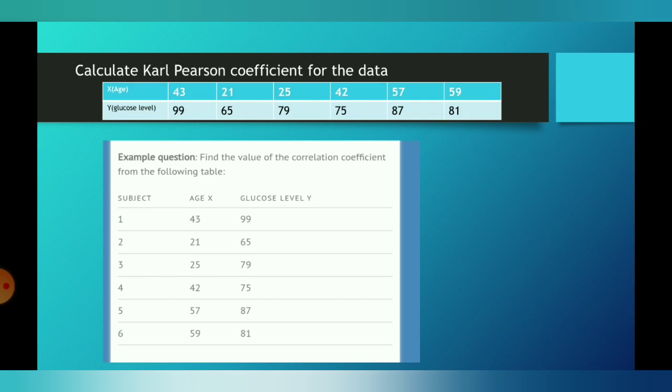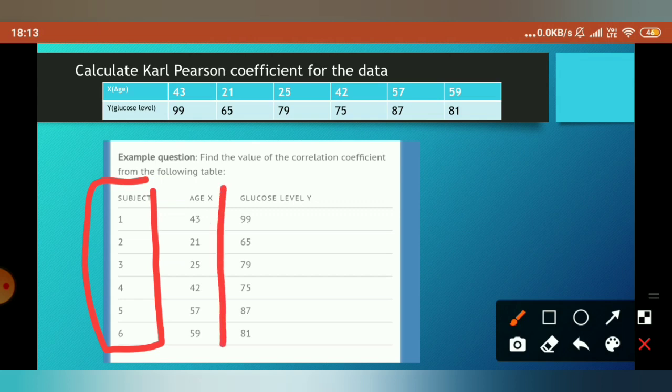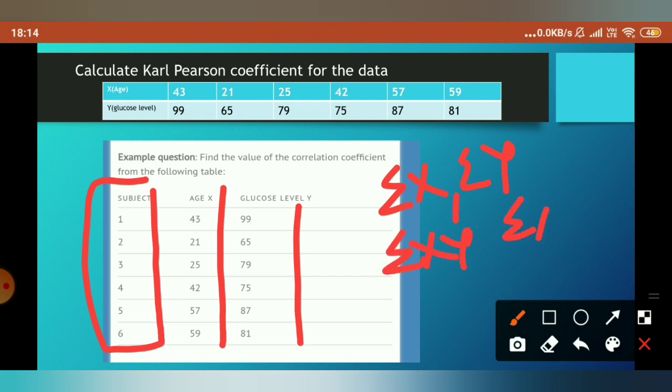To use the numerical method, we have to complete the table. These are the x values and here are the y values. You can skip writing 1, 2, 3, just write the x values and y values. Now, what we need for the formula: we need sigma x, sigma y, sigma xy, sigma x square and sigma y square.